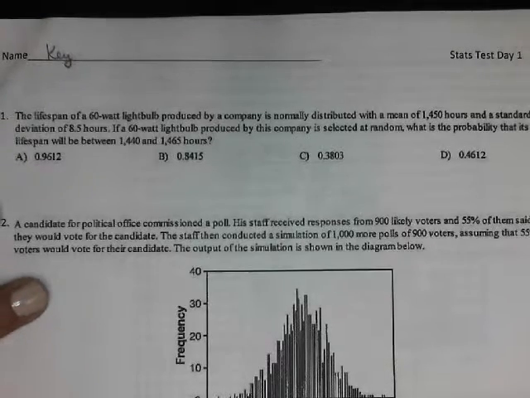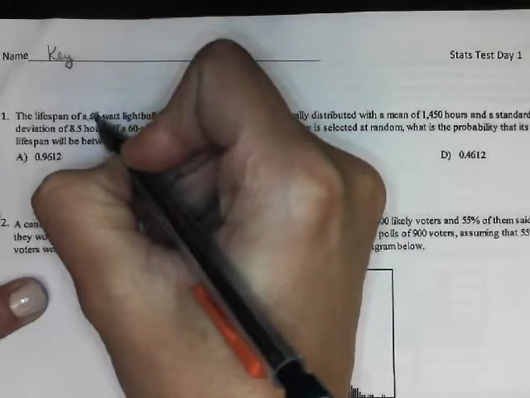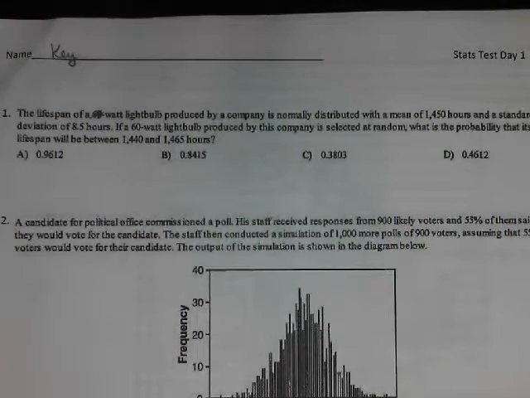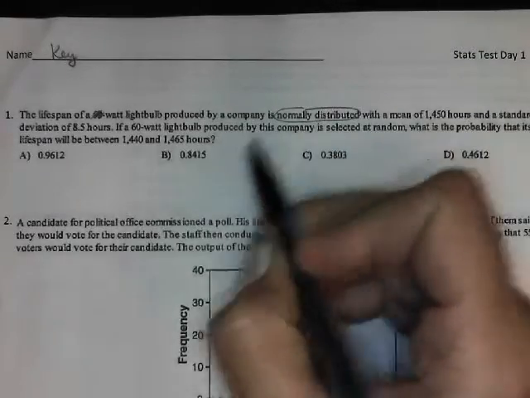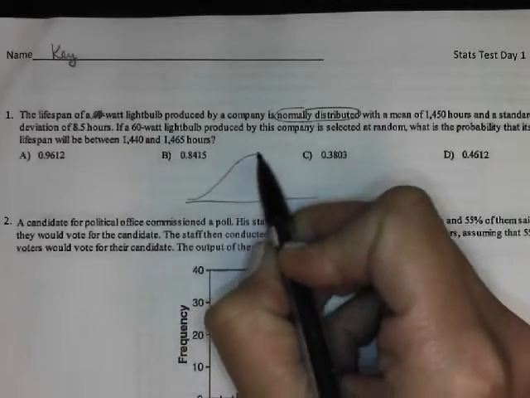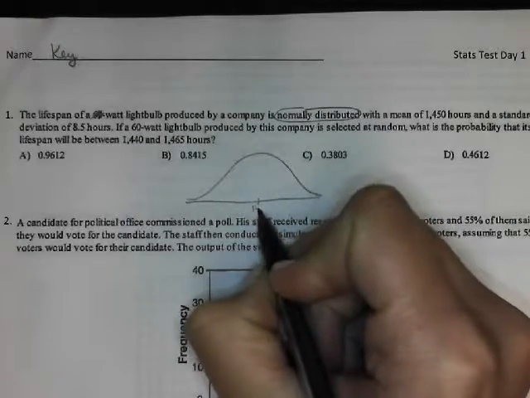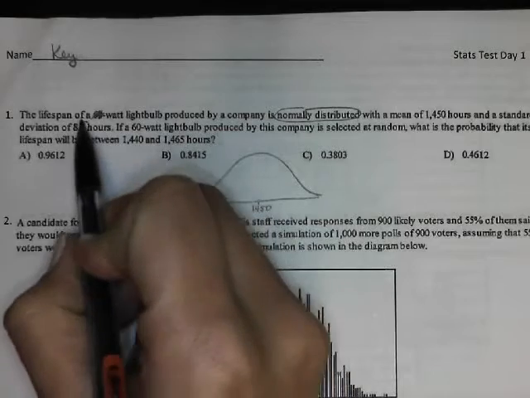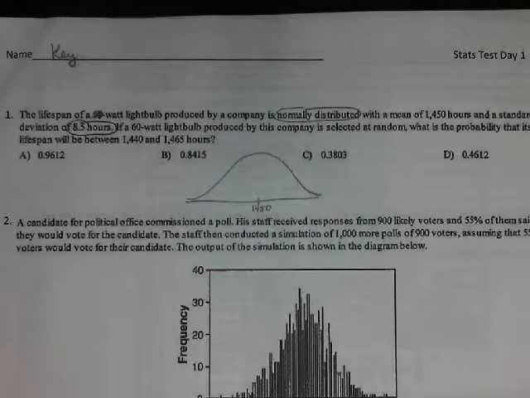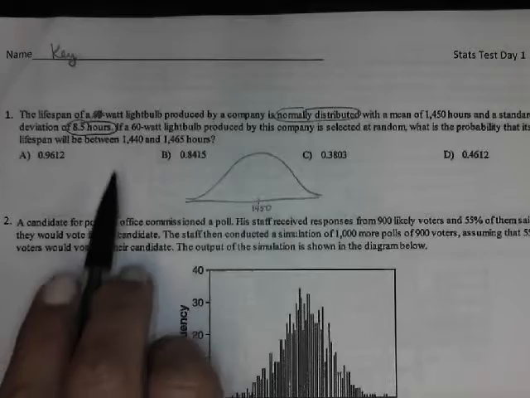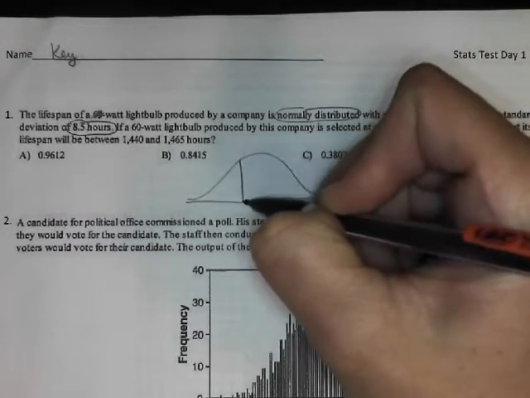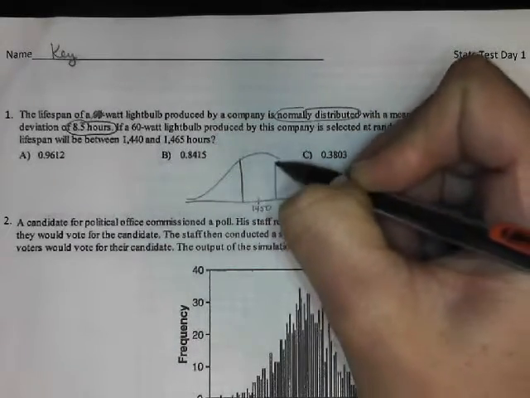Okay, so on the first day of the stats test, the first question tells you that the lifespan of a 60-watt light bulb, 60 is there just as it's just a light bulb. The lifespan of a light bulb produced by a company is normally distributed, so think normal curve, with a mean of 1450. So put your mean of 1450 right down the middle, and the standard deviation of 8.5. If a 60-watt light bulb produced by this company is selected at random, what is the probability that its lifespan will be between 1440 and 1465?